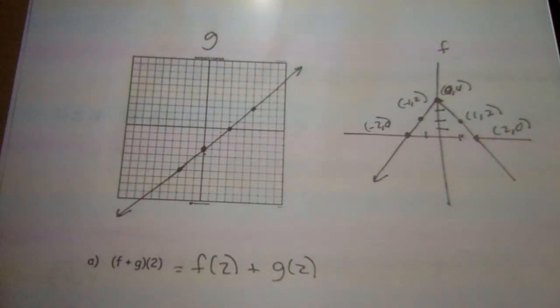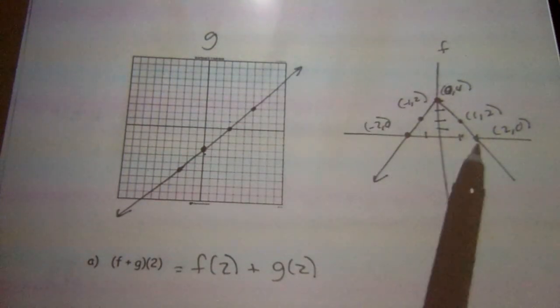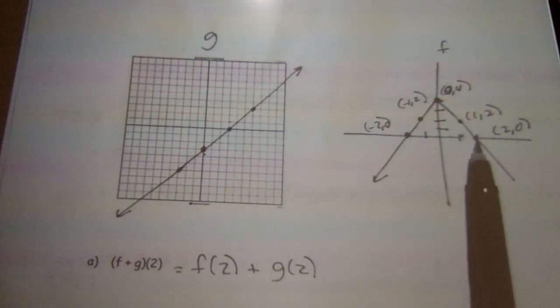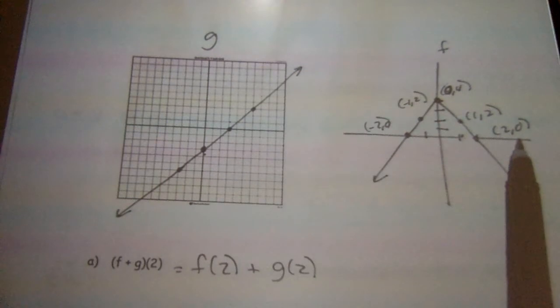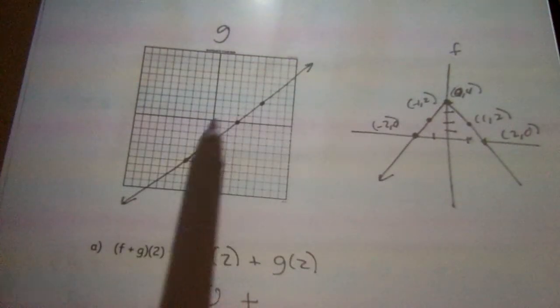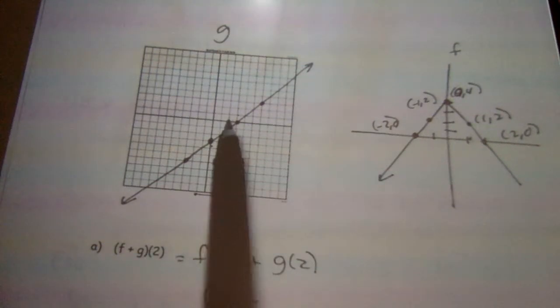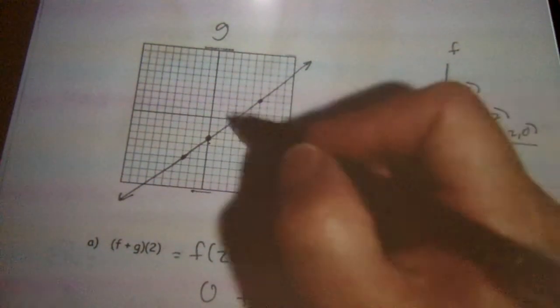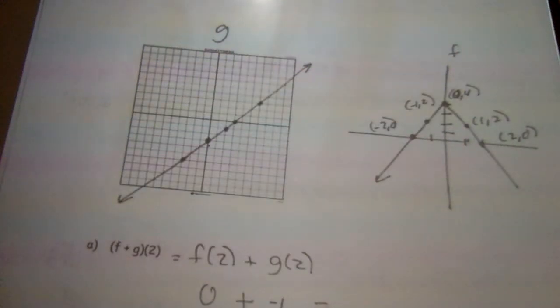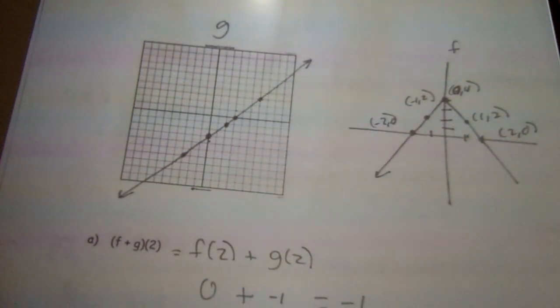So what is f of 2? This is my f function. Here's x is 2. What's y? 0. What's g of 2? It's negative 1 right there, which gives us negative 1.